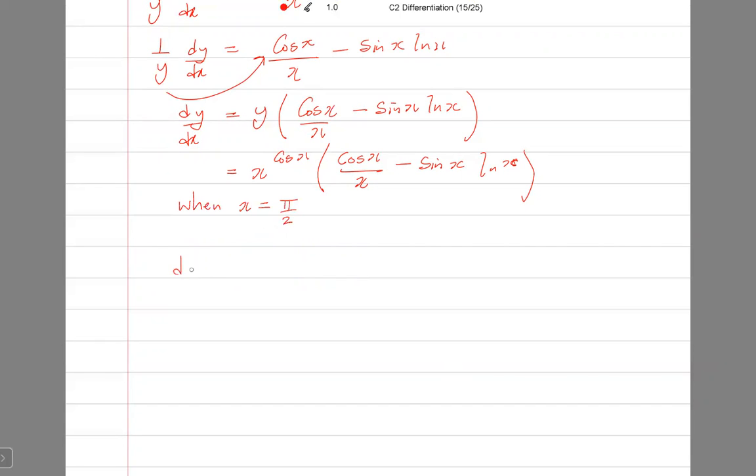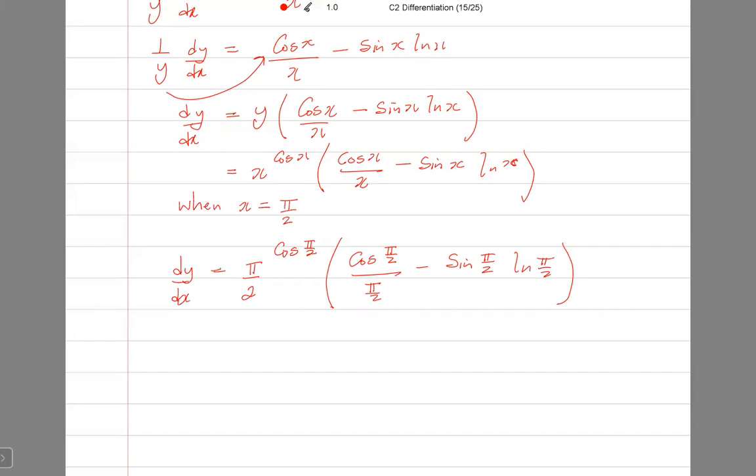So that is dy by dx is equal to (pi by 2) to the power of the cosine of pi by 2, times the cosine of pi by 2 over pi by 2 minus the sine of pi by 2 times ln pi by 2. So this is when x is pi by 2.